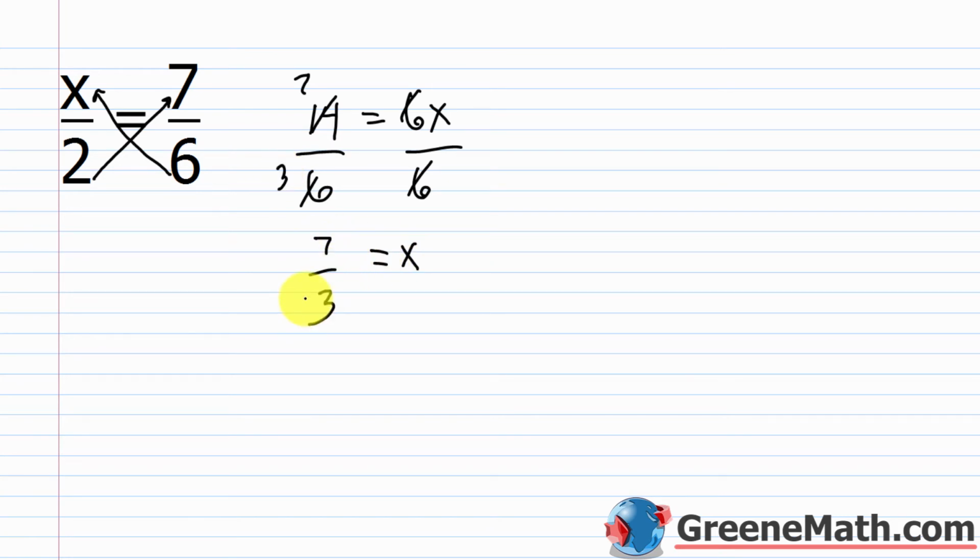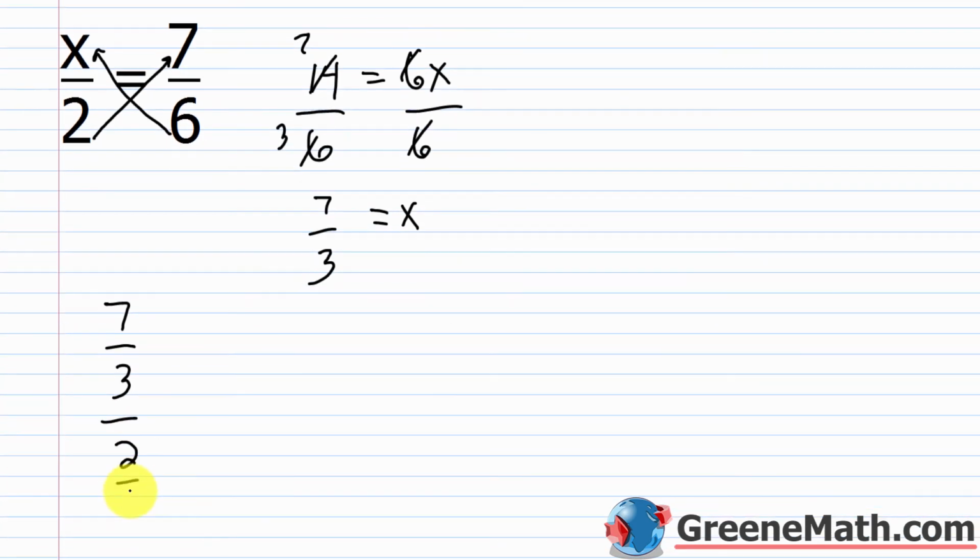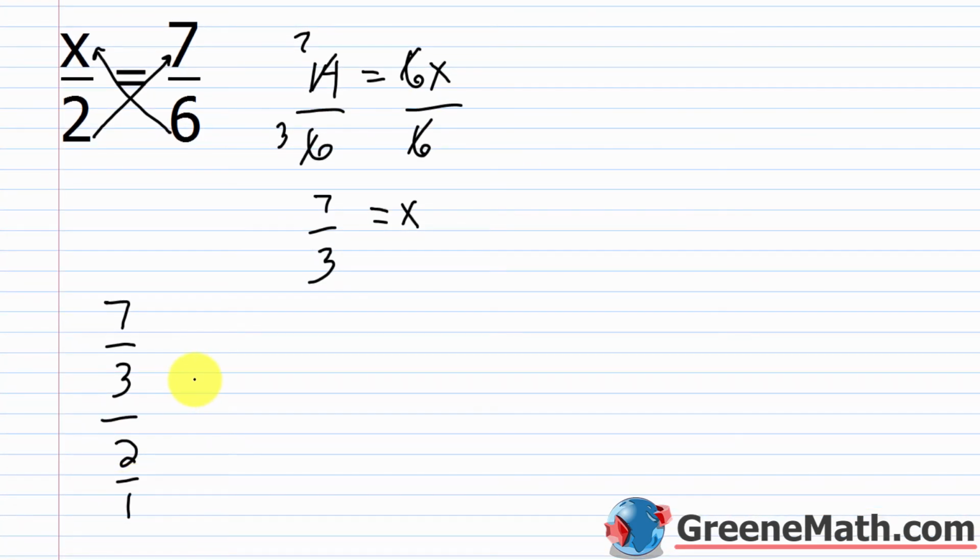And again, plug in for x there. So I'd have 7/3 divided by 2. And again, for the purpose of working with fractions, we'll say divided by 2 over 1. And so I know that that's basically 7/3 times the reciprocal of 2 over 1. So it's 7/3 times 1/2.